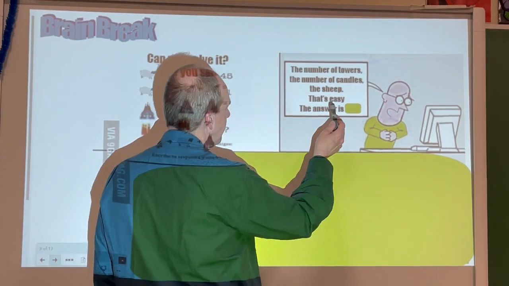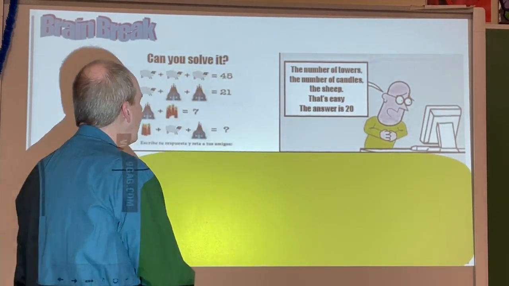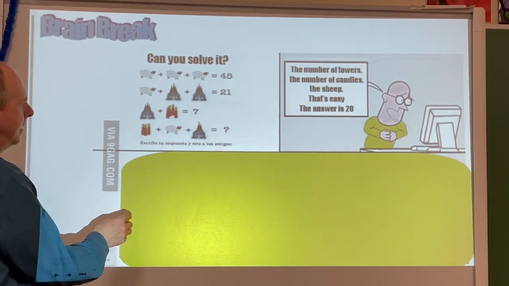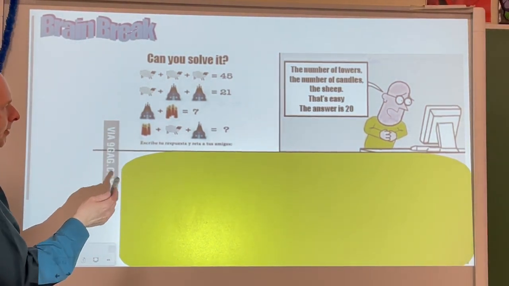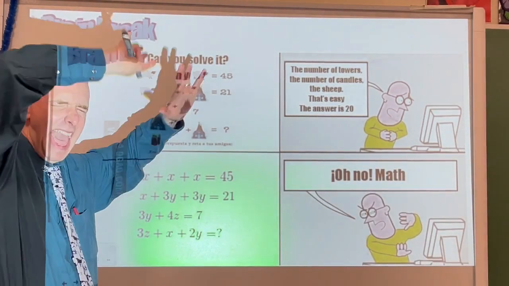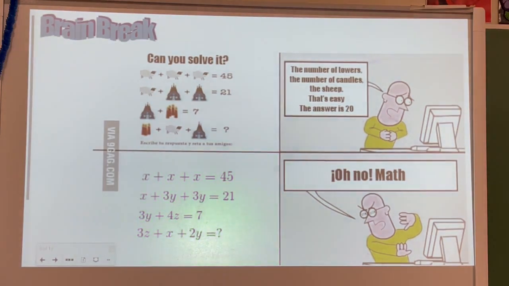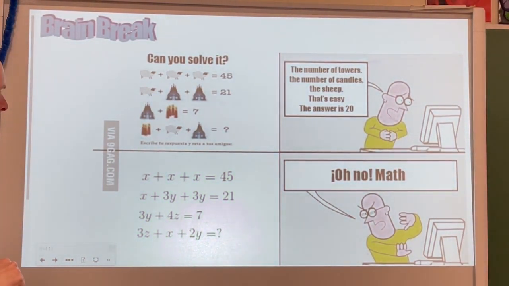All right, so this says, that's easy. The answer is 20. How many towers, sheep, candles, right? Oh no, math! Ew! Right? People don't mind doing this stuff, but you give them this and they start freaking out.